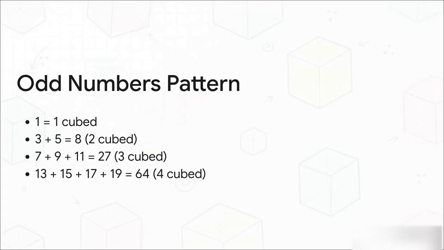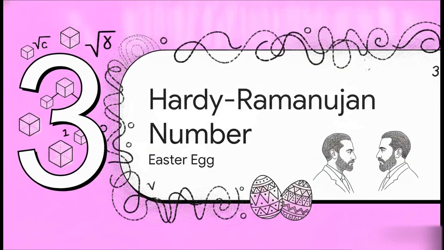Okay, there's a bit of hidden magic in this math. Look at this beautiful pattern. If you add consecutive odd numbers, they perfectly align with the sequence of cubed numbers. Check this out. The first odd number, 1, is 1 cubed. The next 2 odd numbers, 3 plus 5, equal 8, which is 2 cubed. The next 3 odd numbers, 7 plus 9 plus 11, equal 27, 3 cubed. Adding 4 consecutive odd numbers gives you 4 cubed, and so on. It's like this infinite, perfectly structured mathematical staircase. Mind-blowing, right?